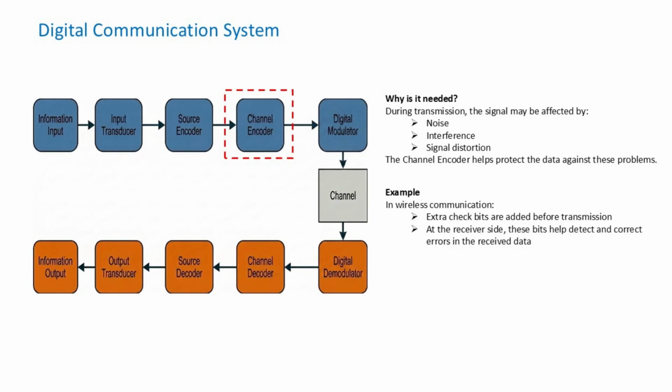For example, in wireless communication, error-correcting bits are added before sending the signal. At the receiver side, these bits are used to detect and correct errors, ensuring the data is recovered accurately.